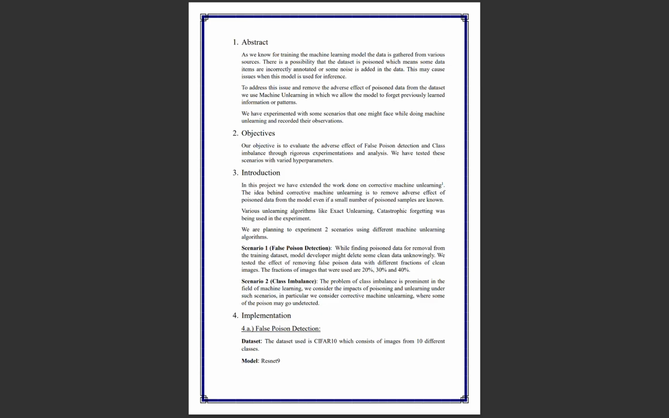As we know, for training machine learning models, the data is gathered from various sources. There is a possibility that the dataset is poisoned, which means some data items are incorrectly annotated or some noise is added in the data. This may cause issues when this model is used for inference. To address this issue and remove the adverse effect of poisoned data from the dataset, we use machine unlearning, in which we allow the model to forget previously learned information or patterns.